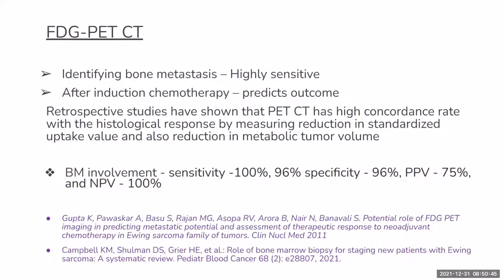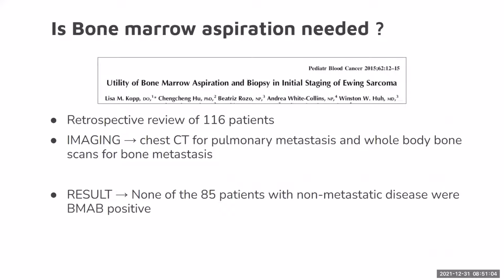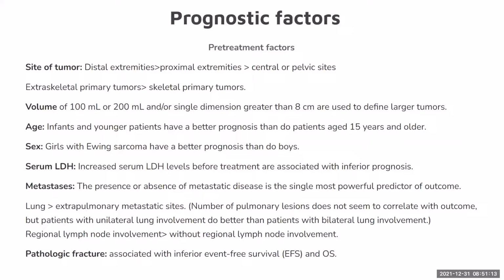Now, with the onset of commonly using PET CT scan, bone marrow biopsy has been eliminated, because bone marrow involvement sensitivity is around 100% with 96% specificity and positive predictive value of 75% with 100% negative predictive value of PET CT scan. So bone marrow biopsy is not needed now. Only you will miss around 0.3% of the patients if you don't do a bone marrow biopsy and rely only on PET CT scan. So what are the prognostic factors in Ewing sarcoma?